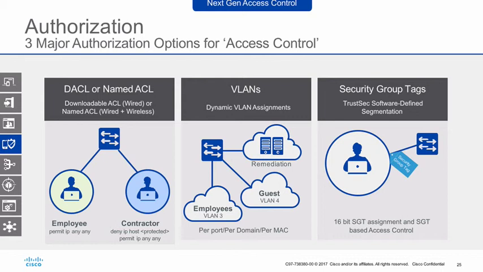And then lastly, what scales a lot more is what's called security group tags or scalable group tags. So not only can I send down a downloadable ACL or a VLAN, I can also send down a TrustSec security group tag.